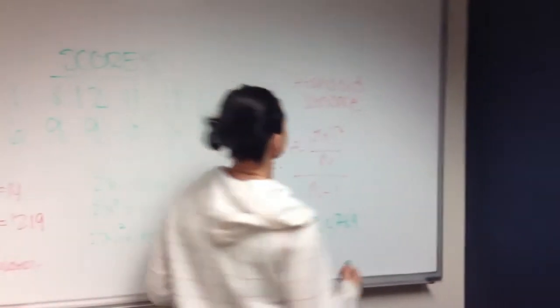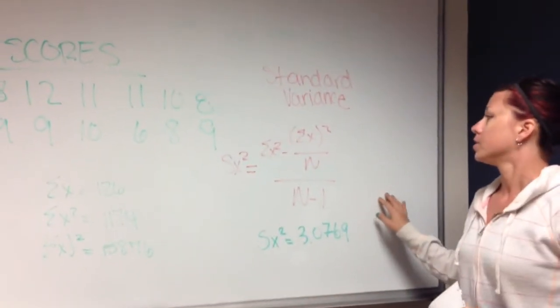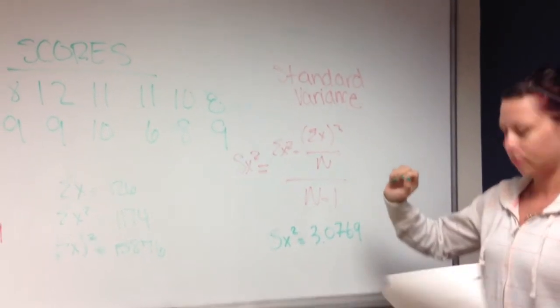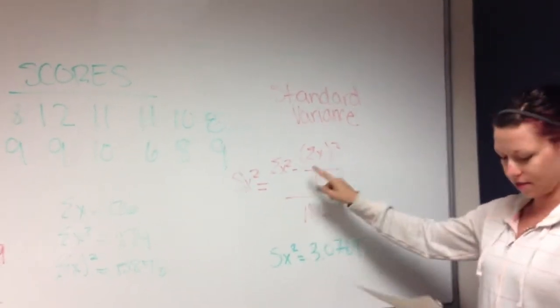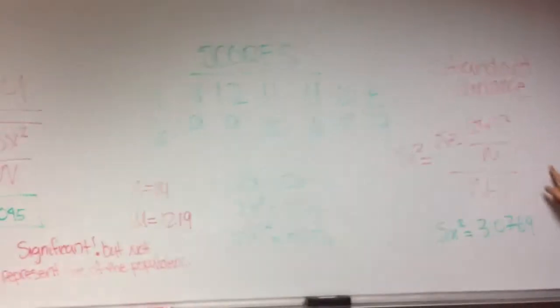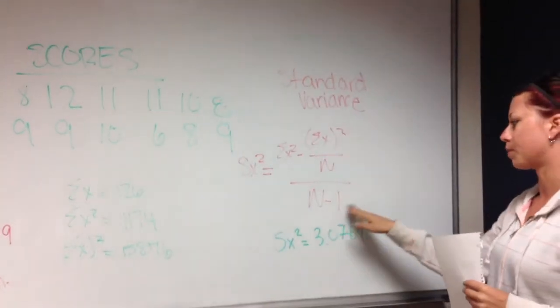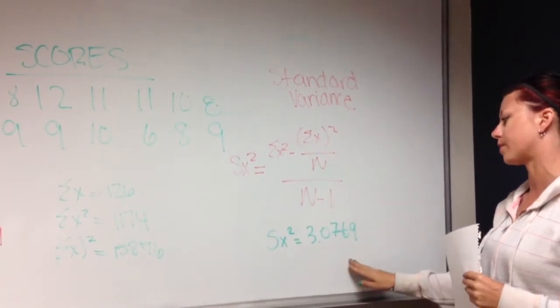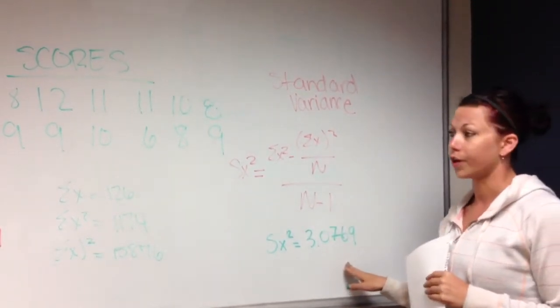The second thing we do is find our standard variance. So we take our sum of squared x's minus our squared sum of x's divided by our n, which is 14, and then divided by 13, because 14 minus 1 would be 13, and that gives us 3.0769 for our standard variance.